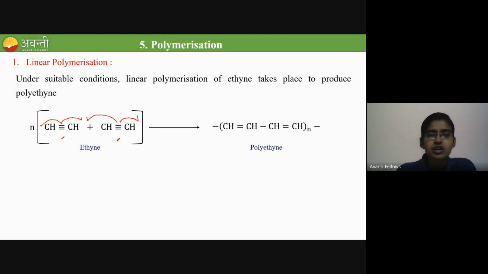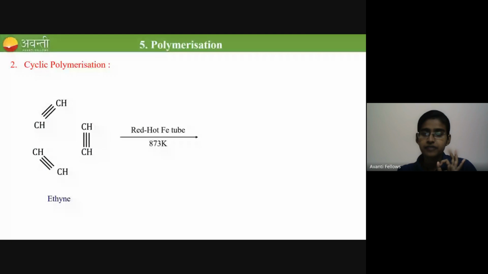Okay. So here this polymer is formed in a linear fashion. So we don't have any branches here. That's why this is called linear polymerization. Got it? Now coming to the cyclic polymerization, for that we have to take 3 moles of alkyne.